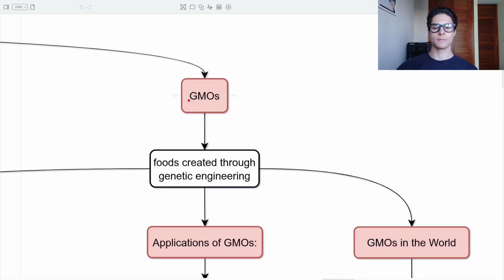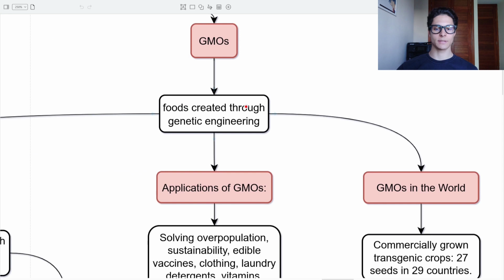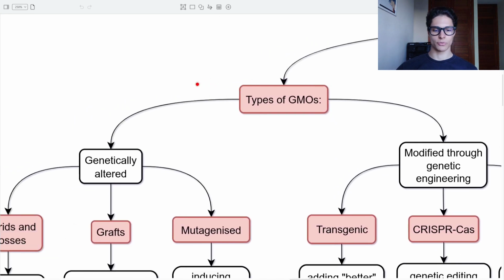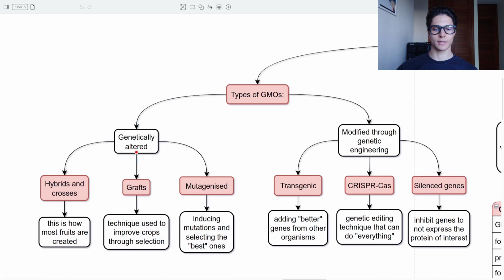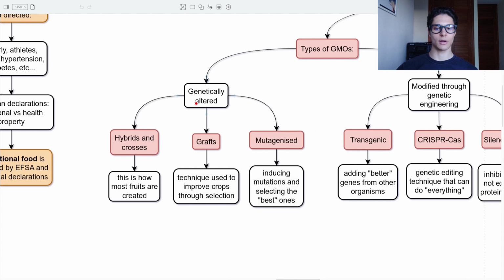And now it's time to talk about GMOs, genetically modified organisms. These are foods created through genetic engineering. What are the types of GMOs? We have the genetically altered and modified through genetic engineering. Starting with the genetically altered GMOs, we have hybrids and crosses. This is how most fruits are created.